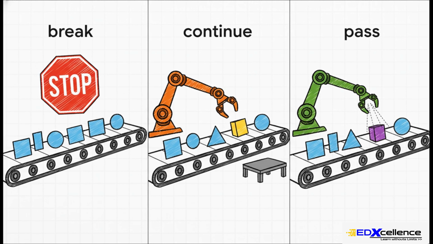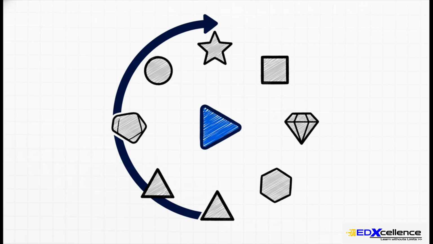These analogies really make it clear. Break is like hitting the big red emergency stop button. It gets you out of the loop completely, right then and there. Continue is more like telling one person on the assembly line, "Nope, not you," and just skipping to the next one. And pass, well, that's just a placeholder telling the program, "Yeah, I see this, but just do nothing and move on."